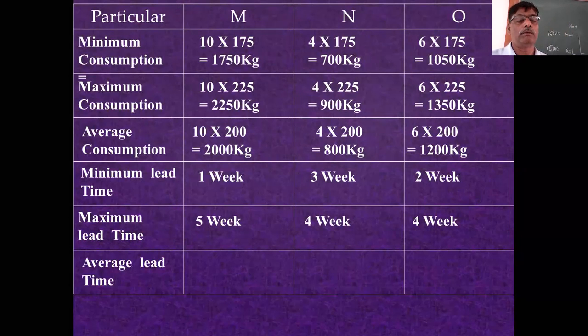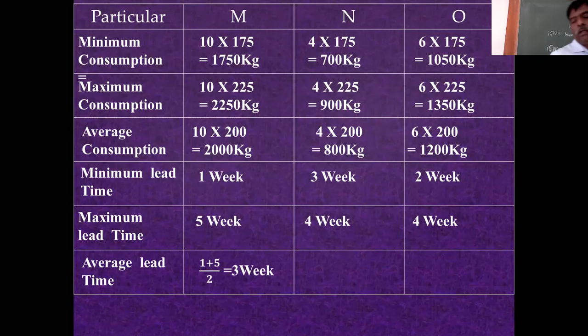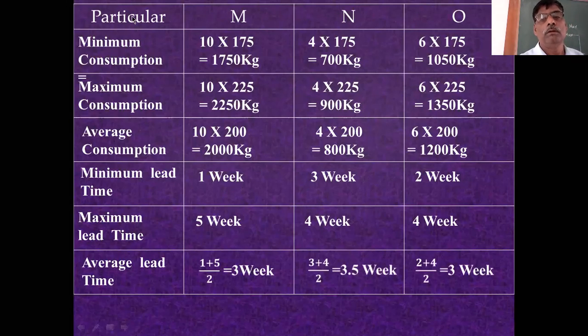Then average. What is average? Minimum plus maximum divided by 2. 1 plus 5 divided by 2 is equal to 3. And next is 3 plus 4 divided by 2, 3.5. And last is 2 plus 4 divided by 2 is equal to 3. Like this you calculate the required things.